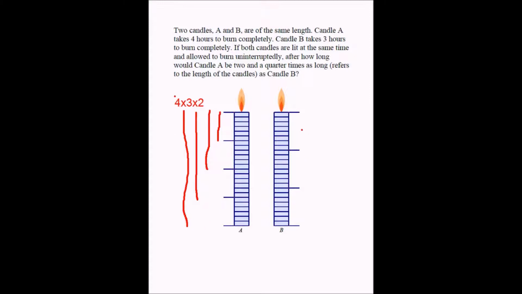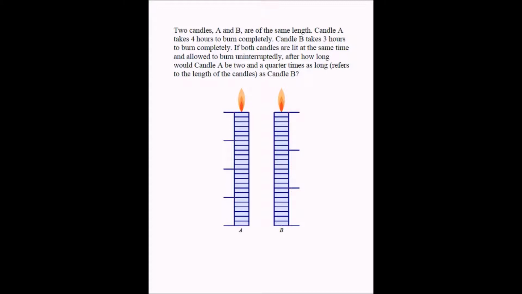What happens with candle B? Recall, it takes 3 hours to burn completely. So after 1 hour, 1/3 is gone. After 2 hours, 2/3 are gone. After 3 hours, the whole candle, 3/3, is gone. So this is the background of our problem. Now we're going to directly model this problem and see if we can solve the question.